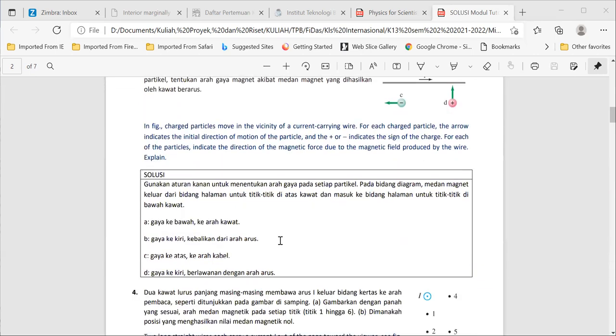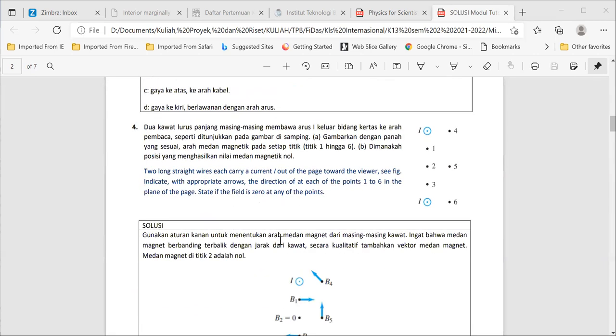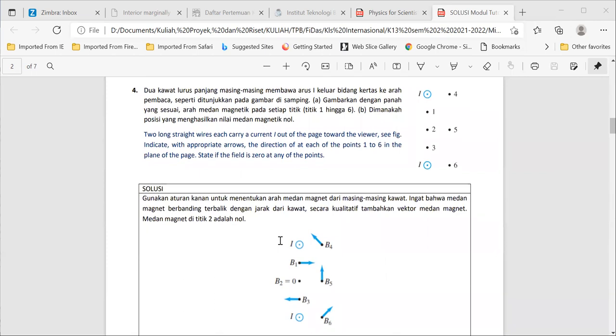Okay, so this is number 3. Number 4. 2 long straight wires, each of them carrying a current I out of the page. See the figure, indicate the appropriate arrows in the direction of the field at each point. State if the field is zero at any points.